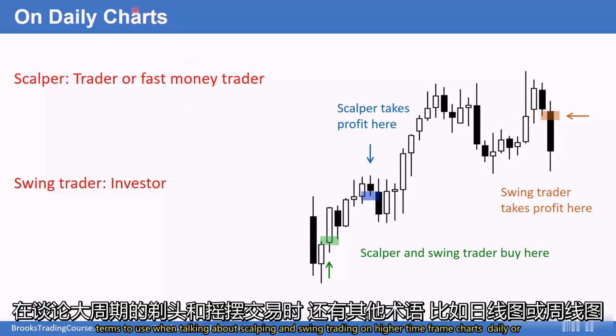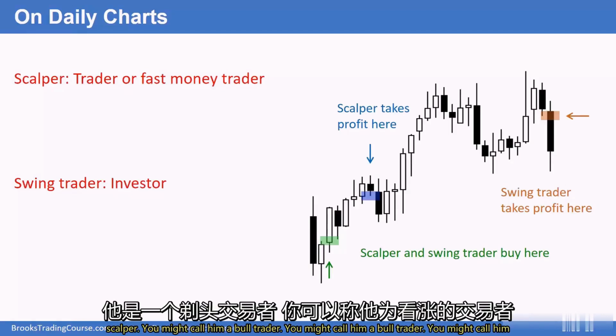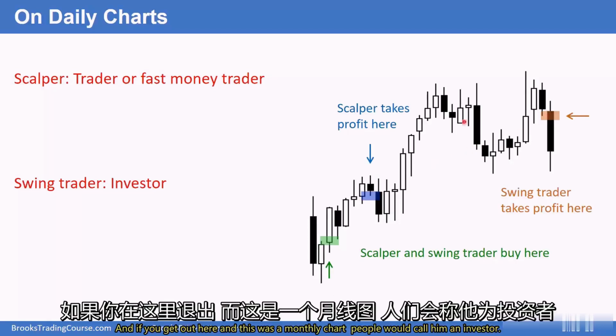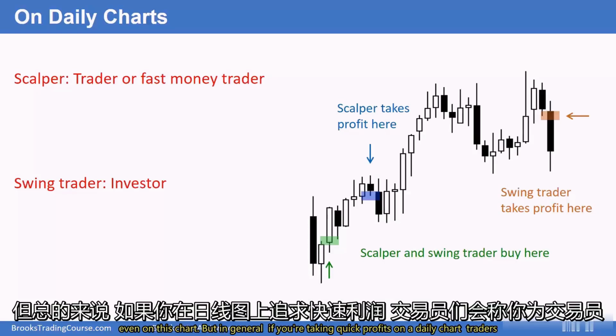That last chart was a 5-minute chart, and here is a daily chart. There are other terms to use when talking about scalping and swing trading on higher time frame charts, daily or weekly charts. So for example, let's say a bull trader bought here and he gets out here, he's a scalper. You might call him a fast money trader or simply a trader. And if you get out here, and this was a monthly chart, people would call him an investor. If it was a weekly chart, they might call him an investor. To me, I would call him a swing trader, even on this chart.